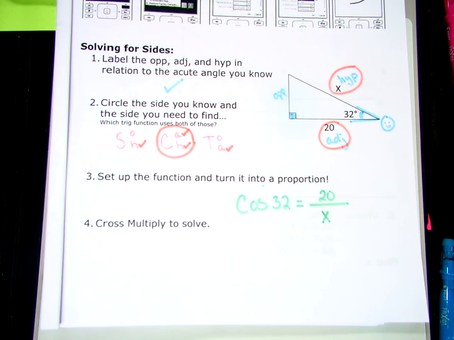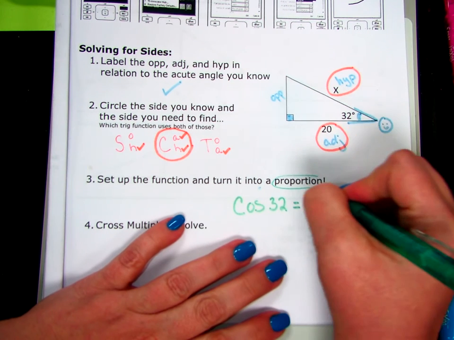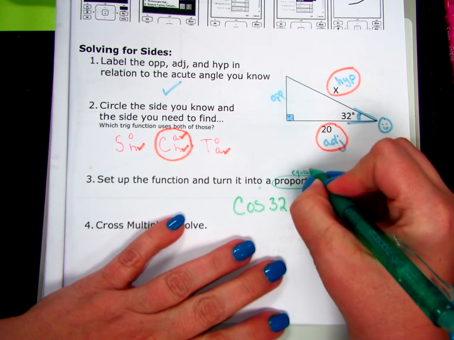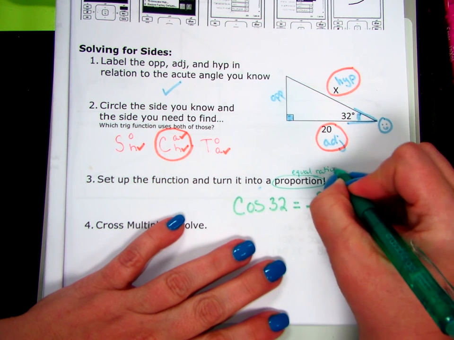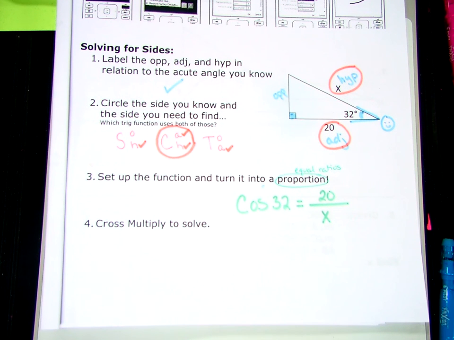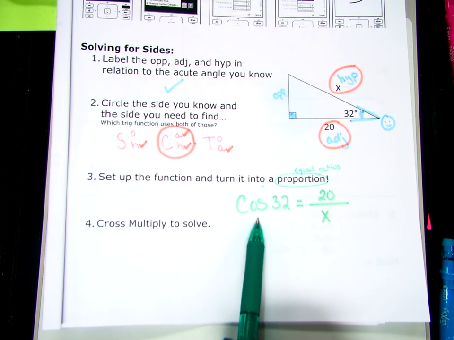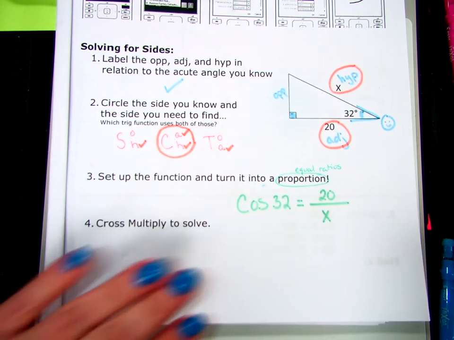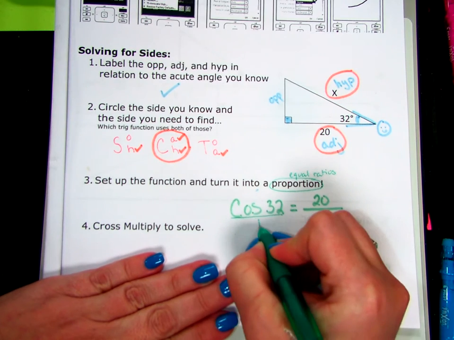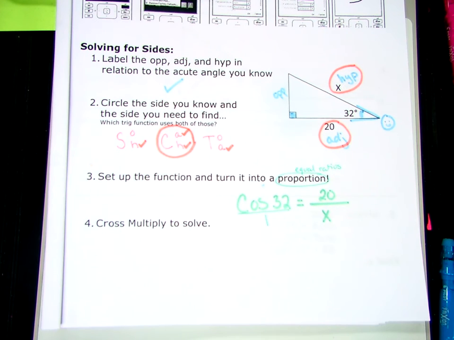It says to set up the function and turn it into a proportion. So to turn a function into a proportion, remember a proportion is equal ratios. And remember, ratios are just a fancy word for fractions. So I need equal fractions. Well, the right-hand side is already a fraction. I need to turn the left-hand side into a fraction. How do I turn something into a fraction that's not a fraction? Put it over 1. Now they're both fractions. That is step 3.